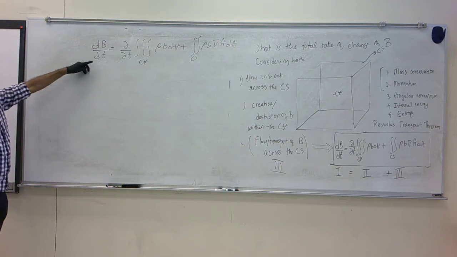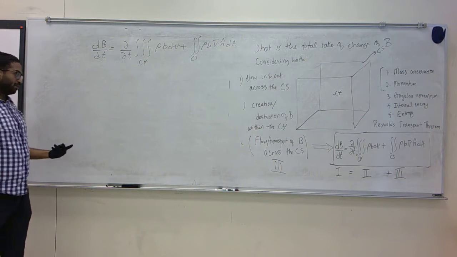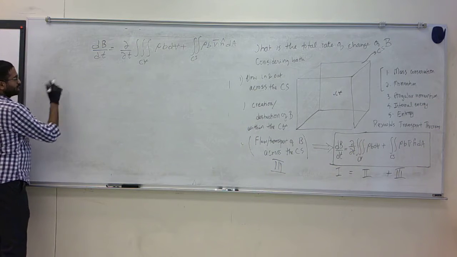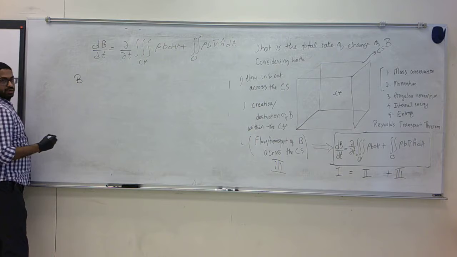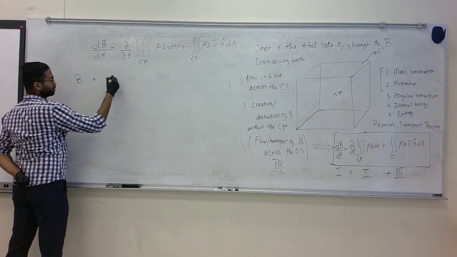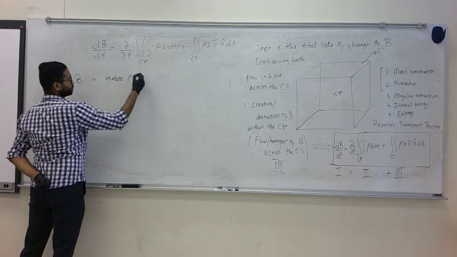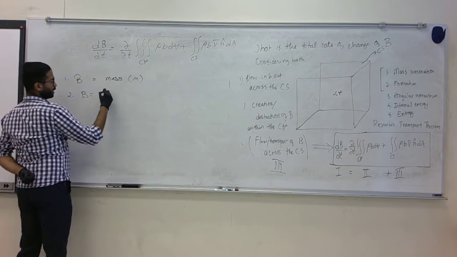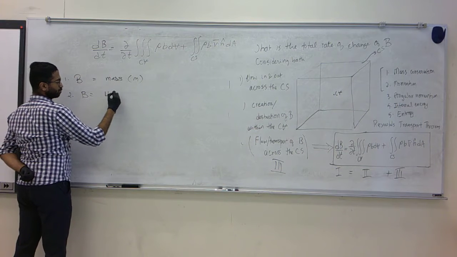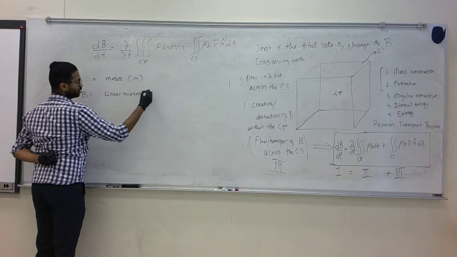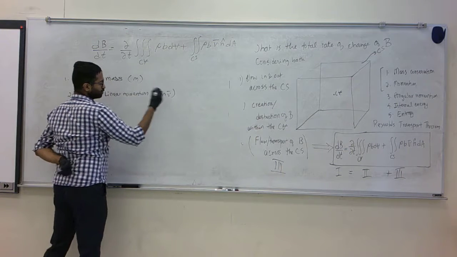Till now we have been talking in the abstract about B being some mystery quantity, and now we want to give B two specific quantities. Let's say B is mass. The other choice is B is linear momentum.